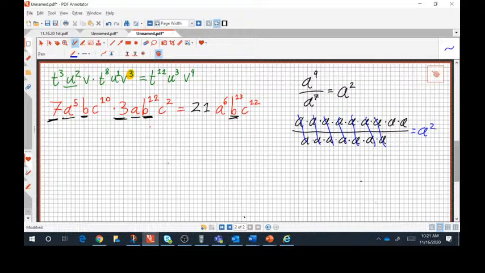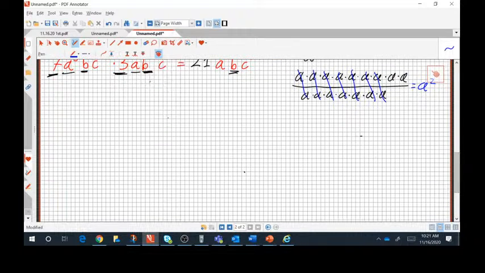Got a pencil? G to the 14th, h to the 12th, divided by G to the 5th, h to the 5th. What do you think that is?